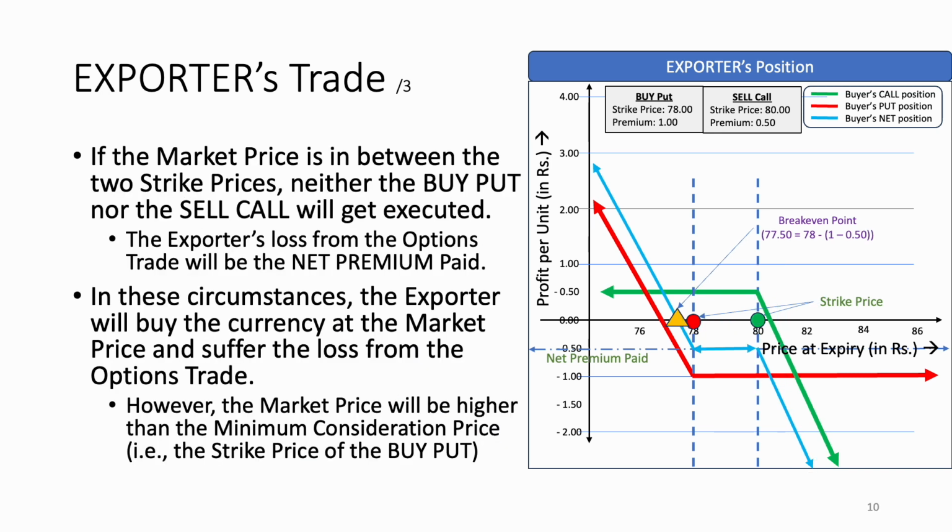Lastly, we see the position when the market price is between the two strike prices. So if the market price is between these two strike prices, suppose the market price is here, this is less than the strike price of the call option. So the call option will not be utilized, and it is more than the strike price of the put option. So the put option will not be utilized. As a result, our exporter will gain the premium from the call option, and he will give the premium which he has paid for the put option, that is this much. So his net loss will be the net premium he is paying, that is 50 paise in our example.